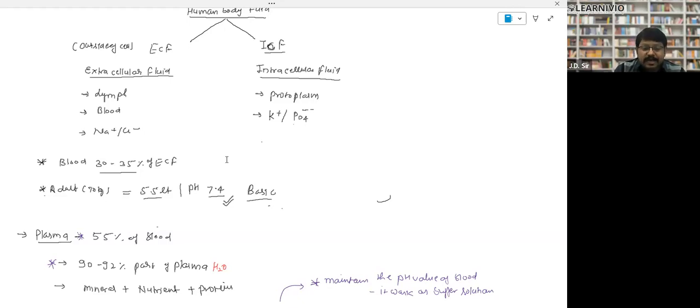It is a slightly alkaline fluid having 7.4 pH. The pH of blood in arteries is more than veins.